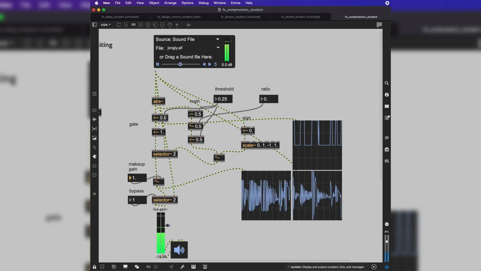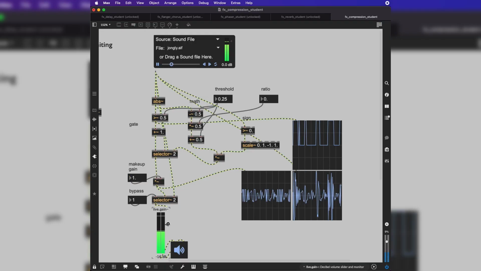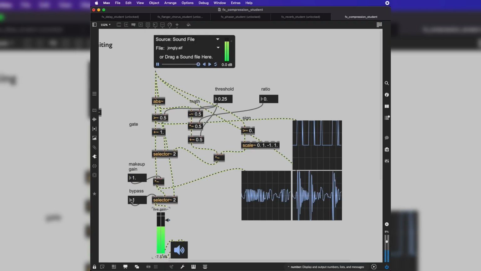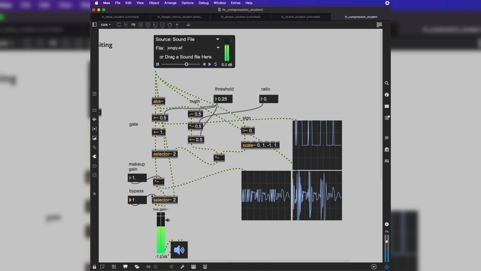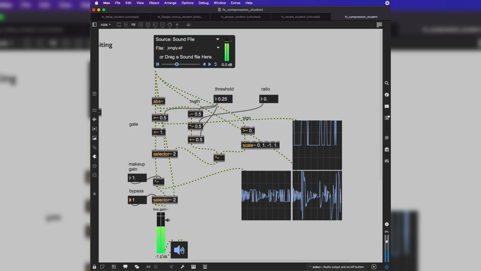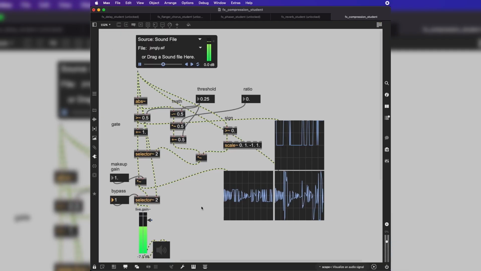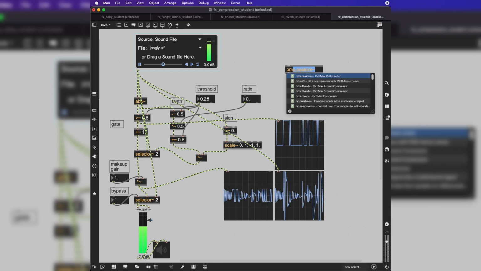Let's put the makeup gain down. And the original. And that's how you limit the volume of a track. So this is a very manual way to do compression, and so now we learned how to compress our own sounds.